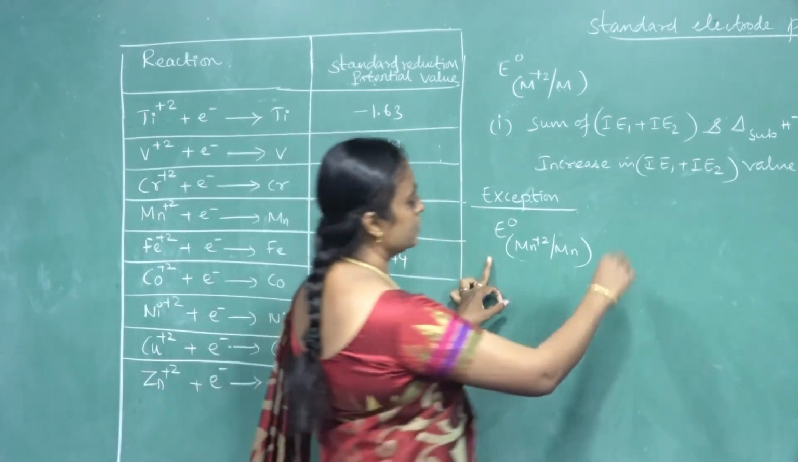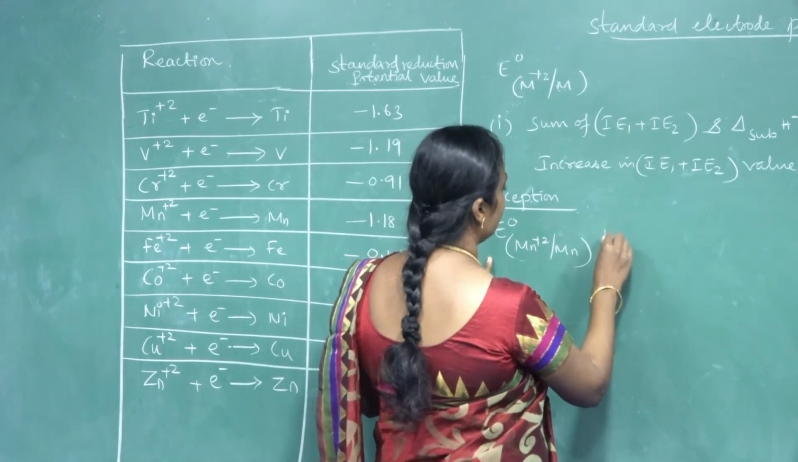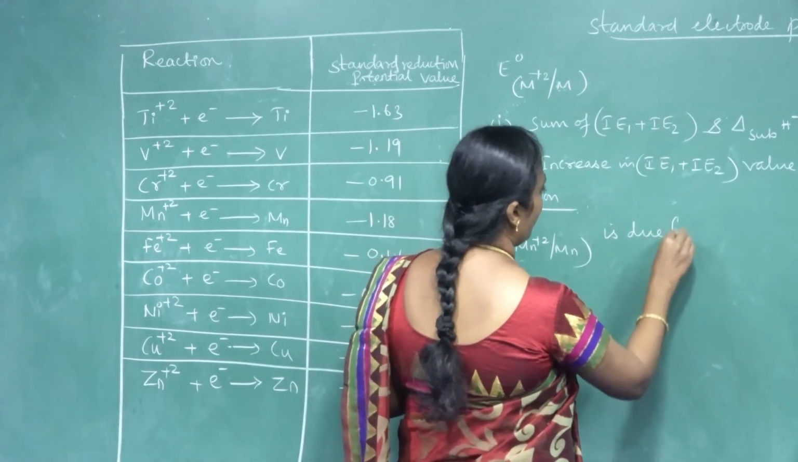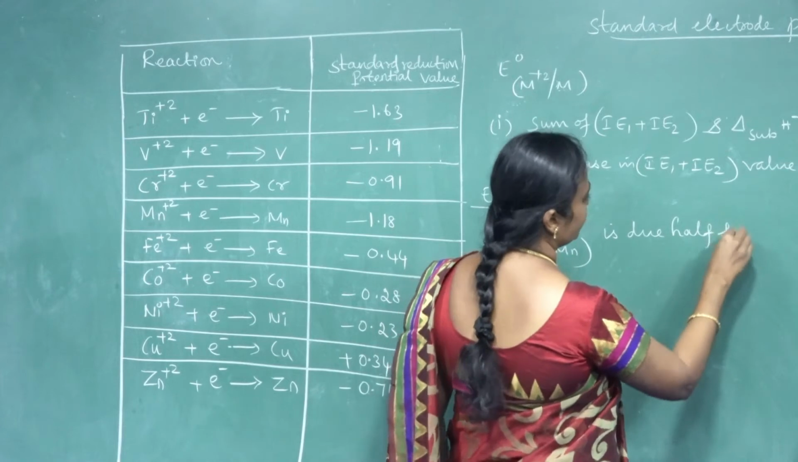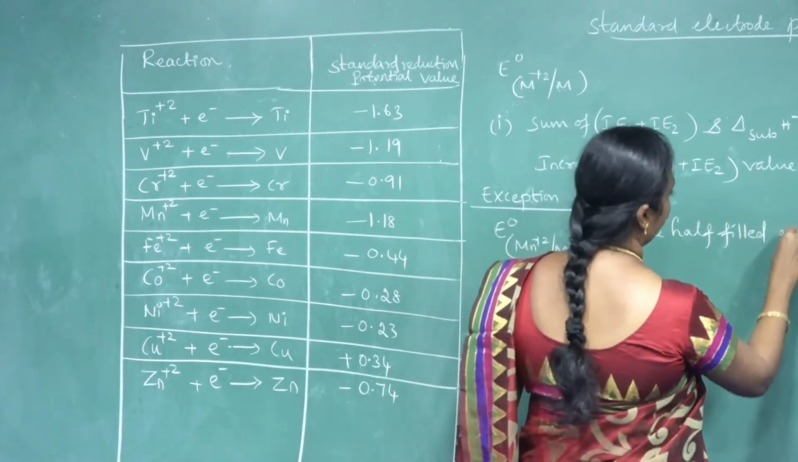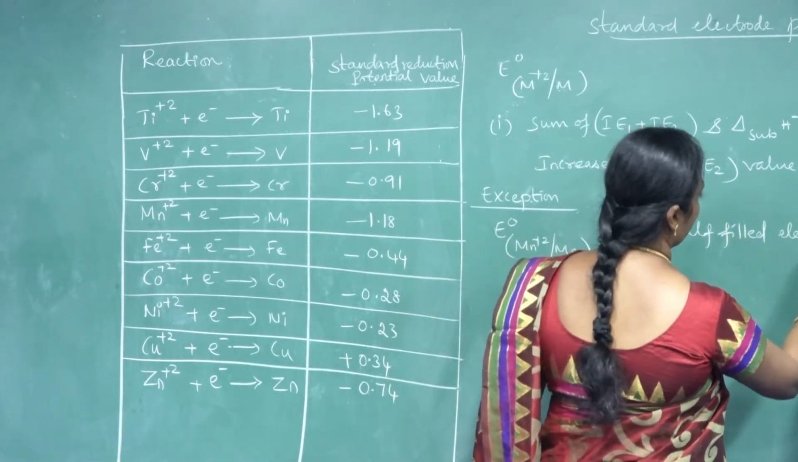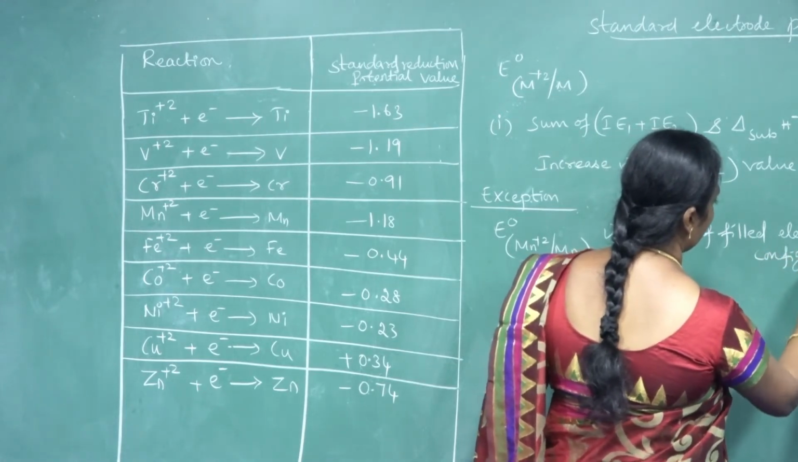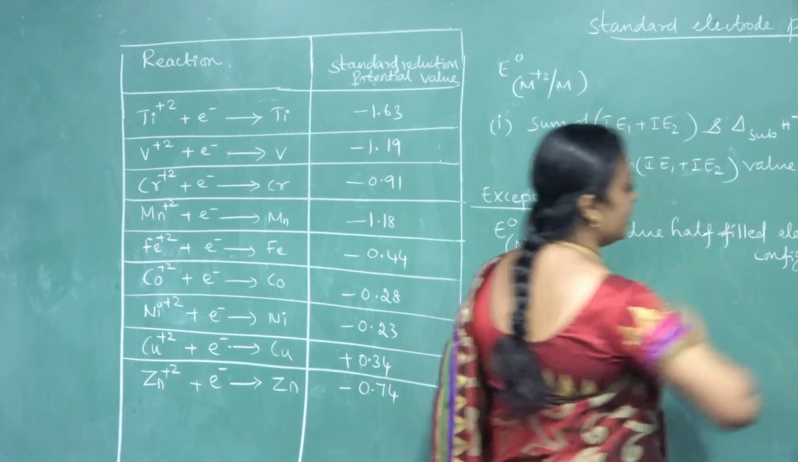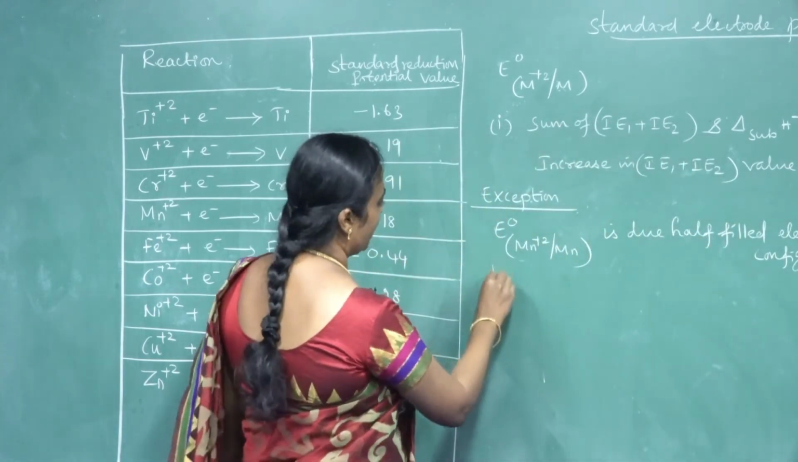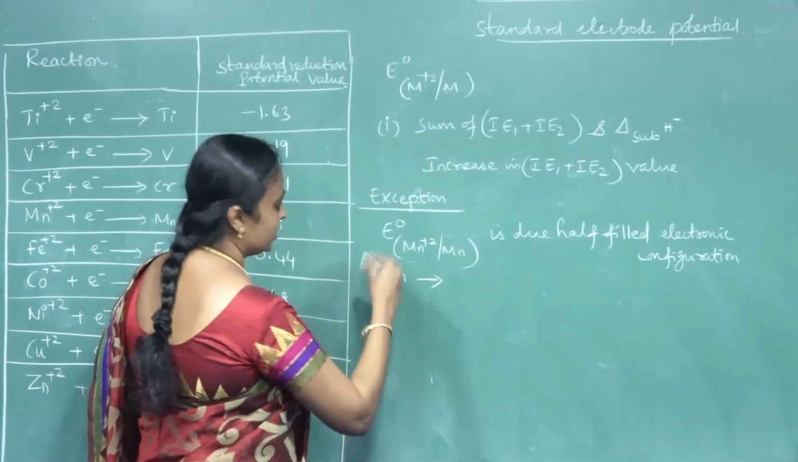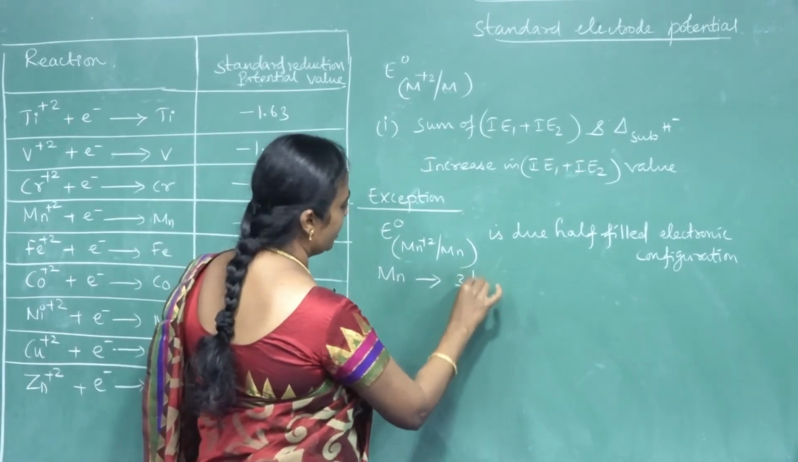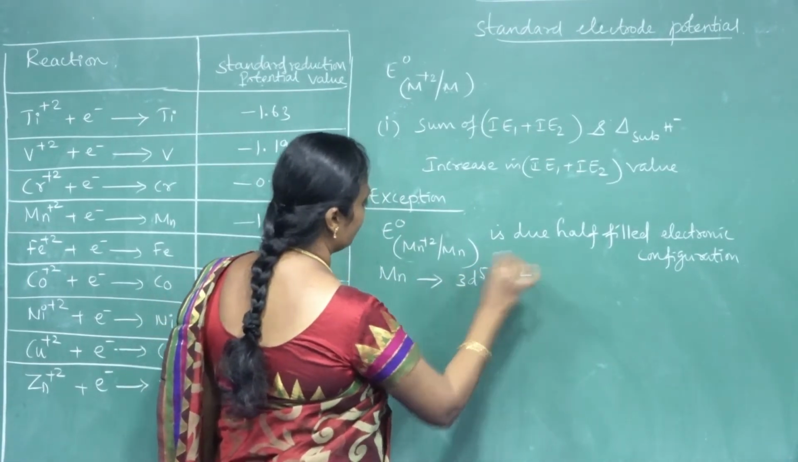The reason is due to half-filled electronic configuration, where the half-filled d orbital. So if you are taking manganese, the general electronic configuration will be 3d5 4s2.